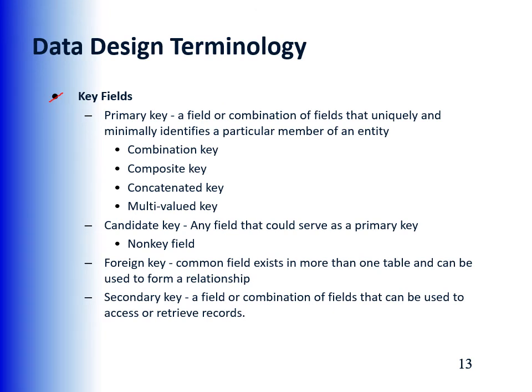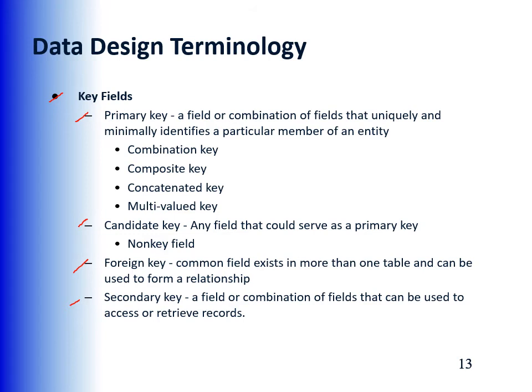Key fields are used to organize, access, and maintain data structures during the system design phase, right? There are four types of keys, which are primary key, candidate key, foreign key, and secondary key. A primary key is a field or combination of fields that uniquely and minimally identifies a particular member of an entity. For example, in a customer table, you have a customer number which is unique, so no two customers can have the same customer number. So the customer number is a primary key in this case. There are four types of primary key, which are combination key, composite key, concatenated key, and multi-valued key.